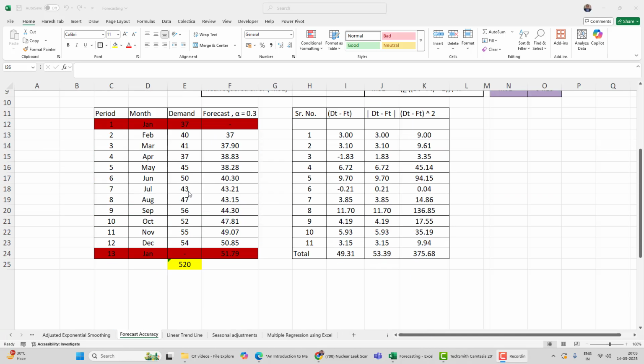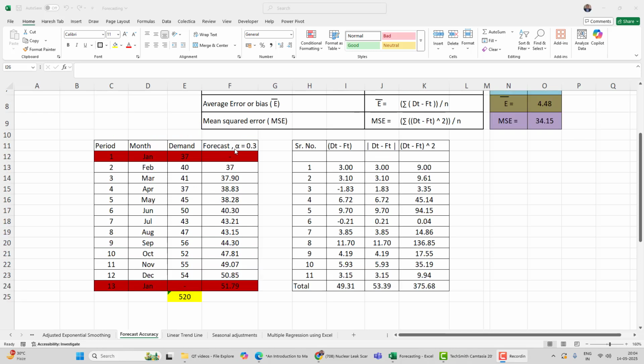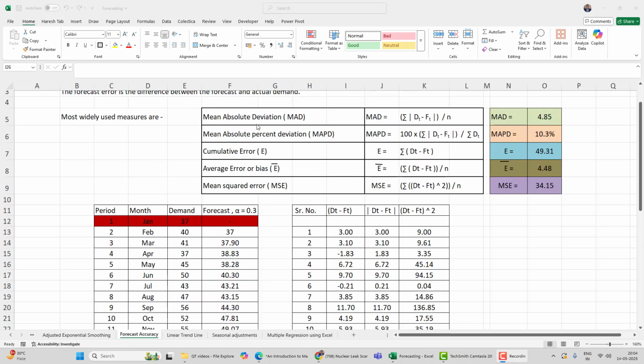If you look at this, this is our data, and we have the data from January to December, and we have done the forecasting here using the exponential smoothing method with alpha of 0.3, and we have got this particular forecast for February to December. Now to find out whether this alpha equal to 0.3 is a good model, we need to calculate its errors, or the accuracy. So we have four different measures here.